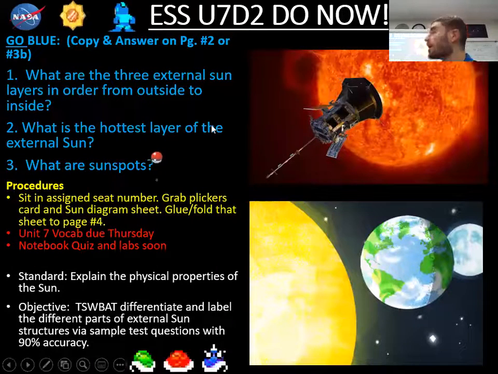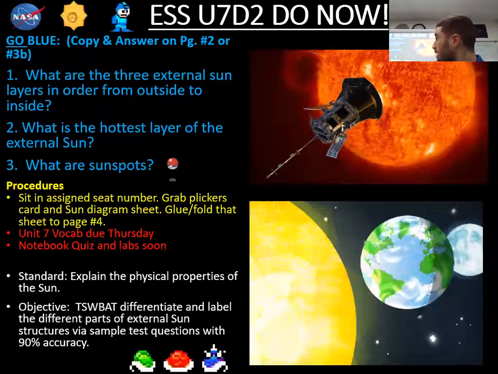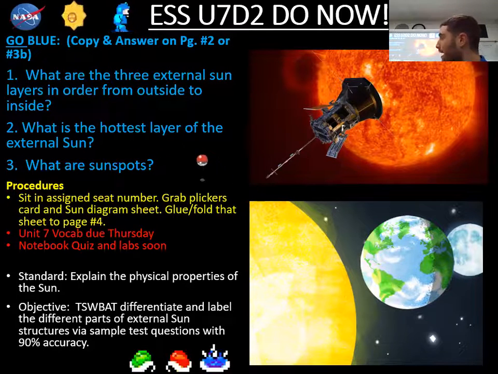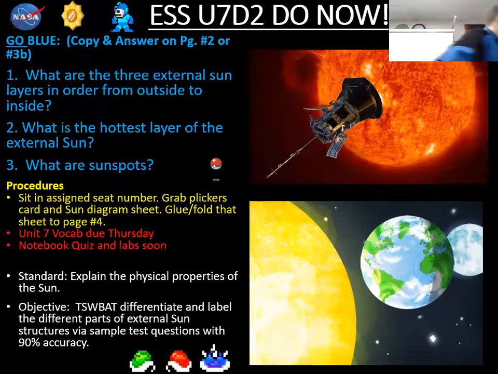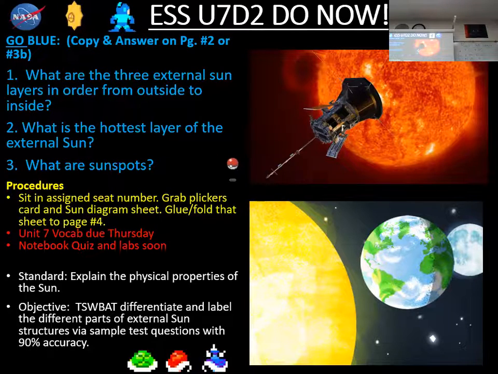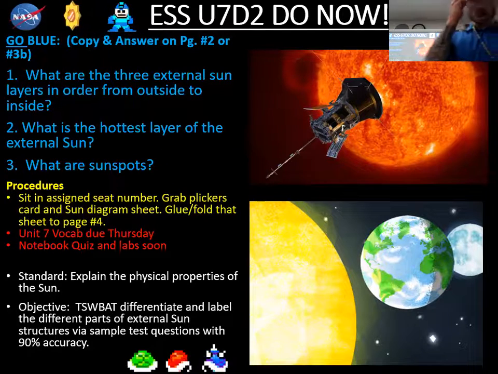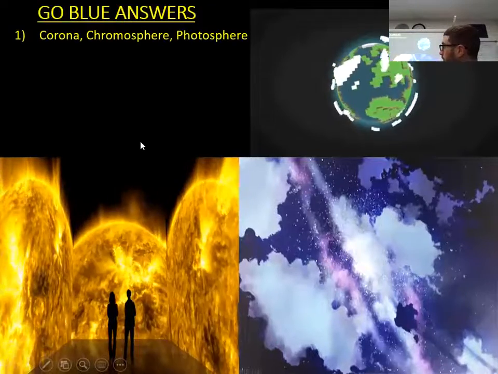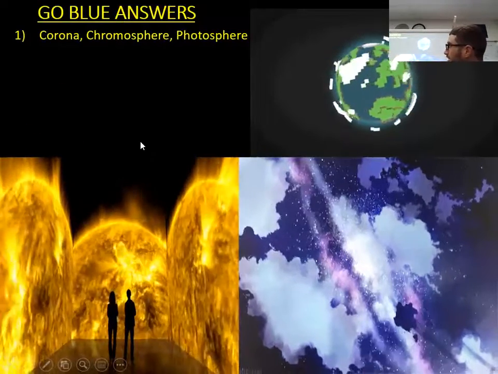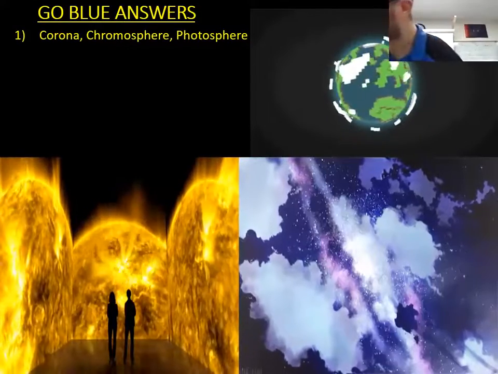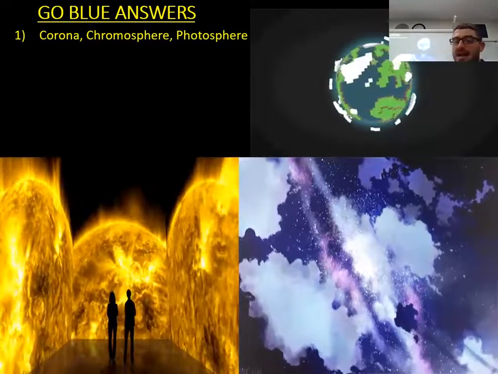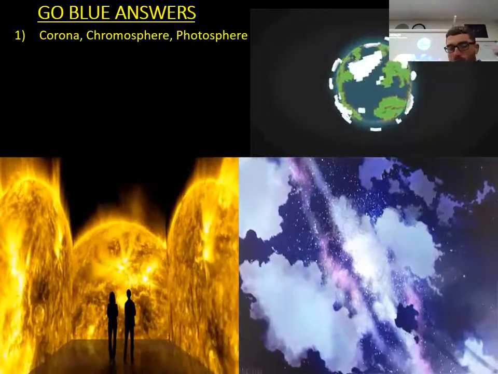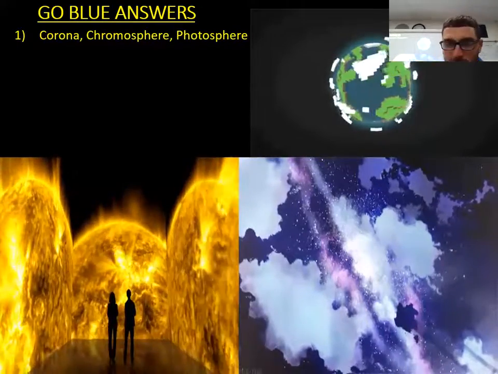All right, number one, I got an answer for that, which is great. What are the three external sun layers in order from outside to inside? As Sanaya correctly stated, it's going to be first the corona, the chromosphere, and then lastly, the photosphere. So outer to innermost: corona, chromosphere, and then photosphere.